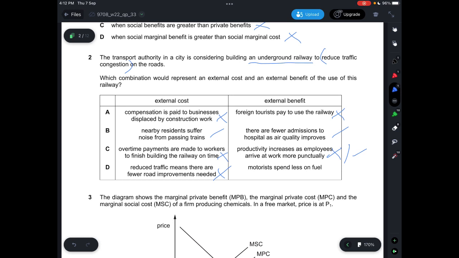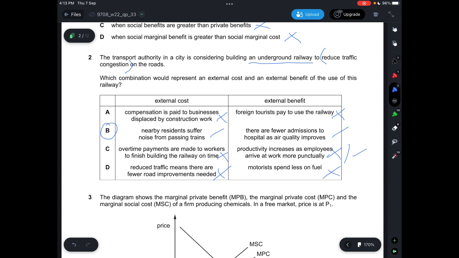So an external benefit of motorists spending less on fuel would be, maybe, that the cost needed to transport petroleum is lower, so indirectly motorists spend less on fuel, something like that. But this is not how it works, so D is not correct.